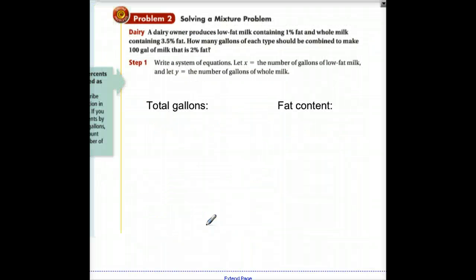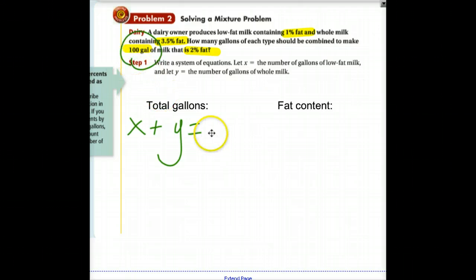All right, second application problem. It has to do with a mixture. All right, a dairy owner produces low-fat milk containing 1% fat and whole milk containing 3.5% fat. How many gallons of each type should be combined to make 100 gallons that is 2% fat? So we're making a mixture. First, I just want to know how many gallons we're dealing with. So x gallons of 1% milk plus y gallons of 3.5%. We want to have a total of 100 gallons. So that's our first equation.